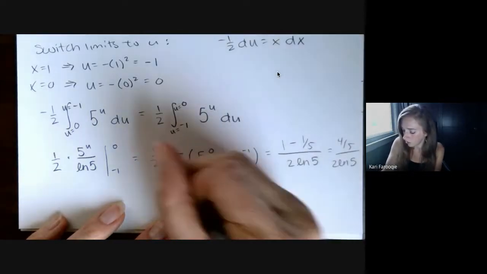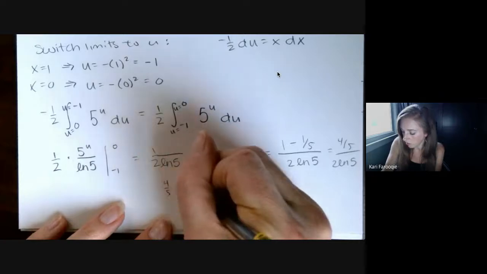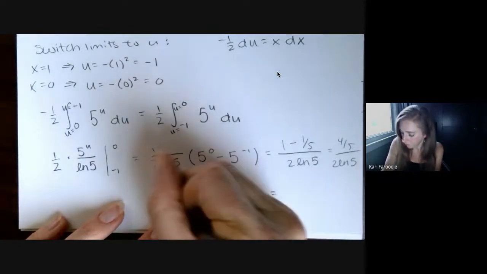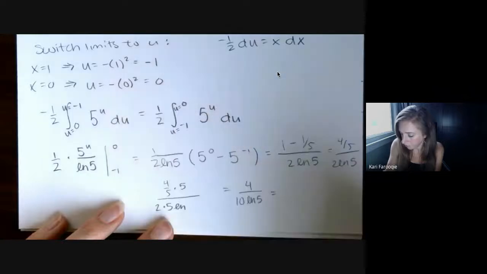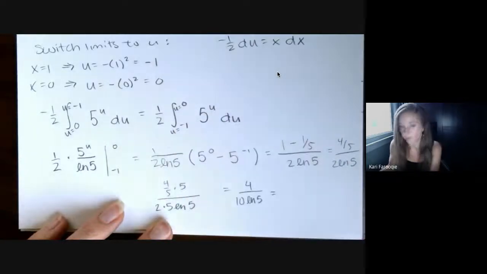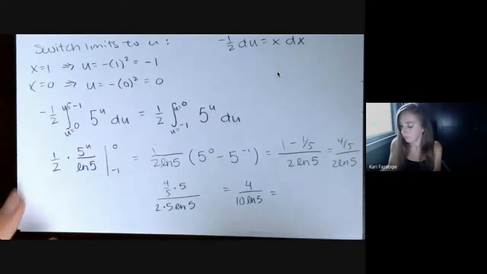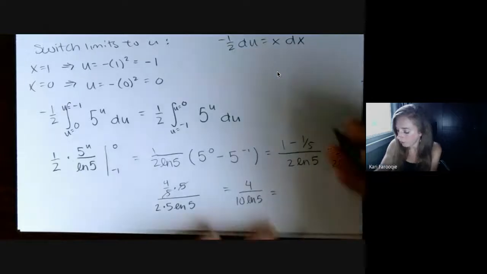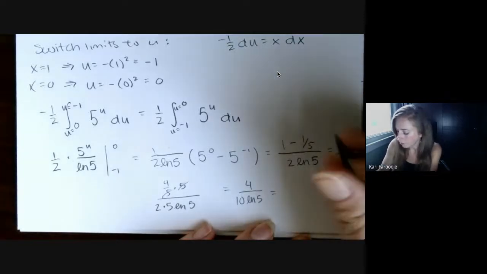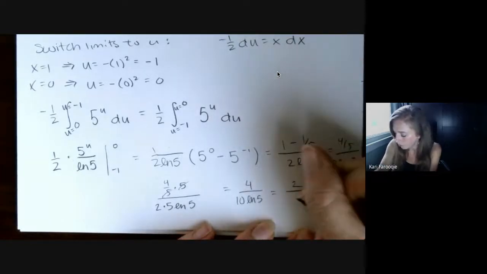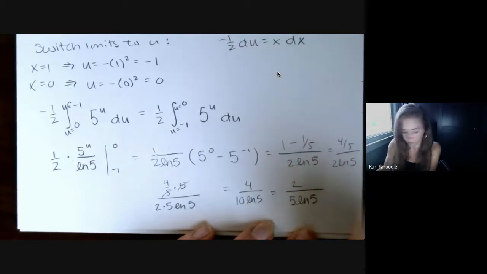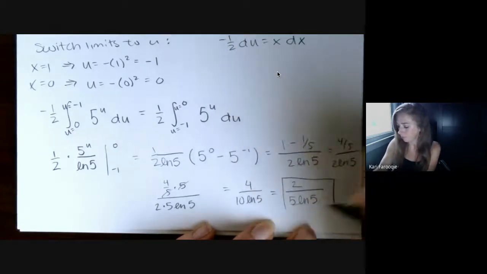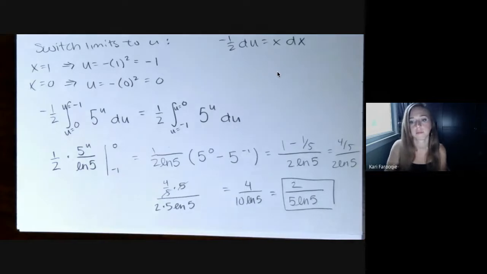If you want, I skipped an intermediate step. I'll write it down. And then between the 4 and the 10, you can simplify as 2/5. And leave it exact.